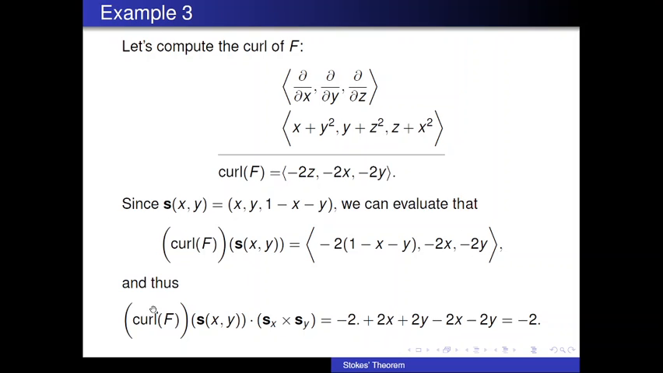Okay. And now taking the dot product here, sorry, I didn't make that dot product symbol as big as I probably should have. So I'll fix that on the slides, but I'm not going to fix it in this video. So if we take the dot product of this vector field with the normal vector field that we computed, which was just 1, 1, 1, what do we get? Well, we get minus 2 plus 2x plus 2y minus 2x minus 2y, which gives us minus 2. All right, so everything else cancels.